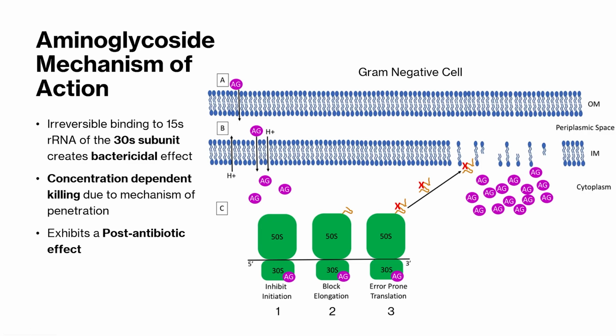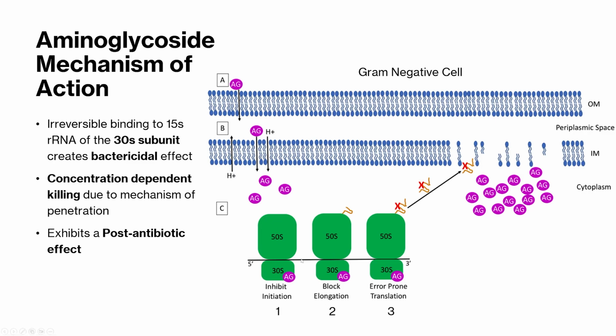So what's important here? There's irreversible binding to the 16S RNA, which is a little strand of RNA that makes up the 30S subunit. It irreversibly binds the 16S RNA of the 30S subunit. If you're ever asked what the mechanism of aminoglycoside is, the answer is going to be irreversibly binds to the 30S subunit. Because of that, it creates a bactericidal effect. This kills bacteria, right?